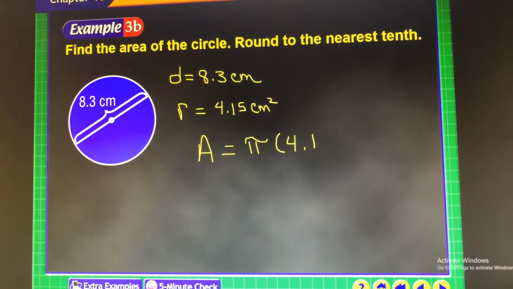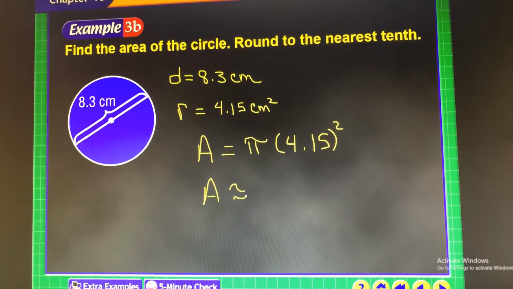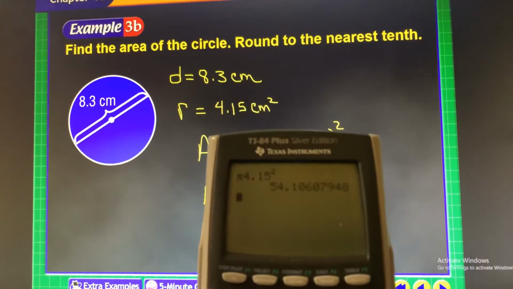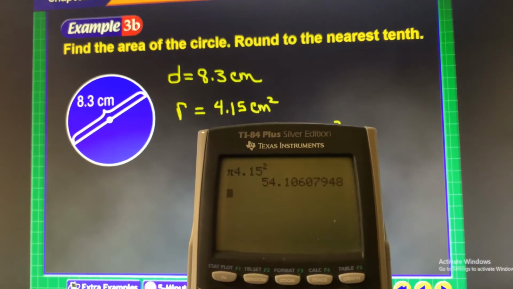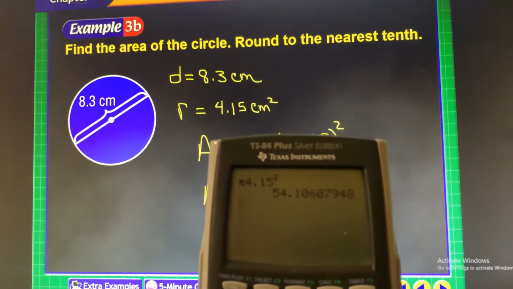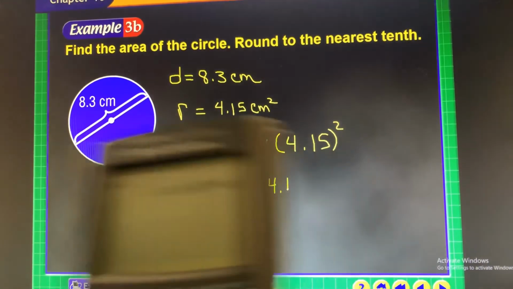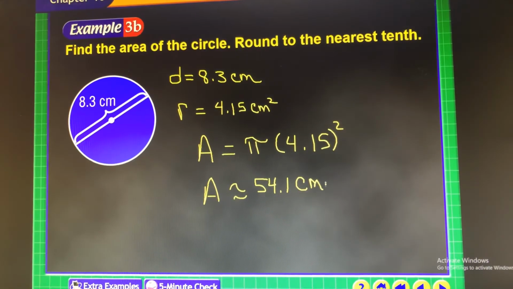So you're going to do area is equal to pi 4 1500ths squared. So area is approximately, go ahead and plug that in, 54 and 1/10 centimeters squared.